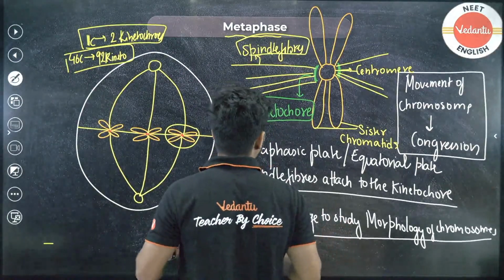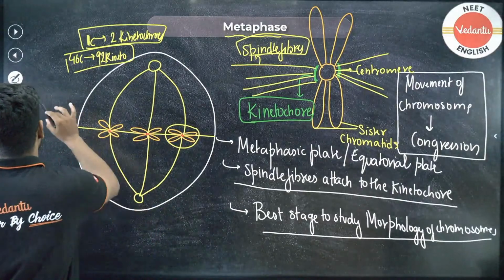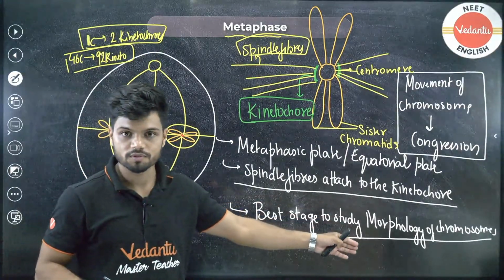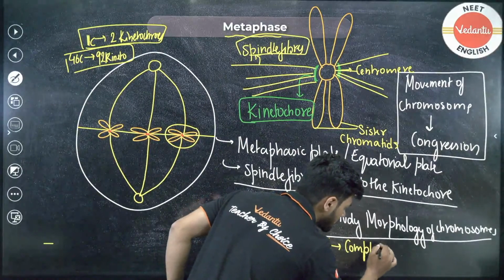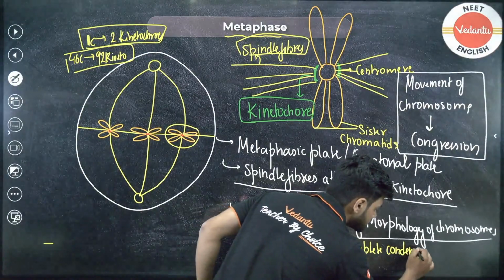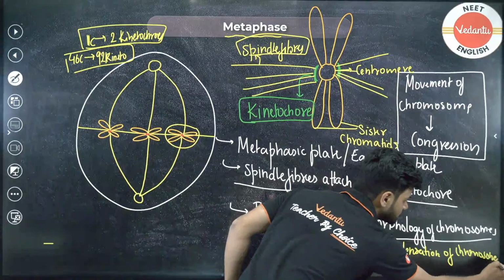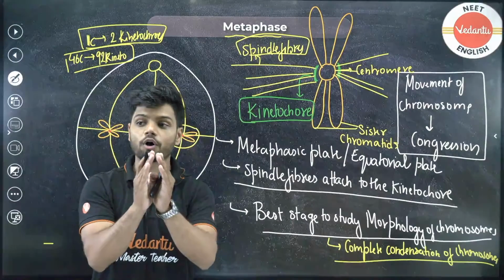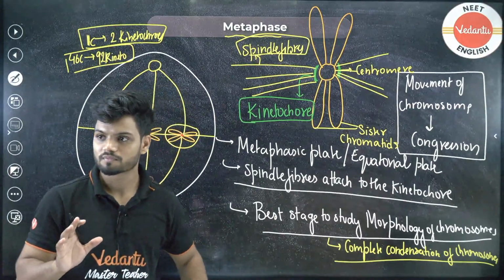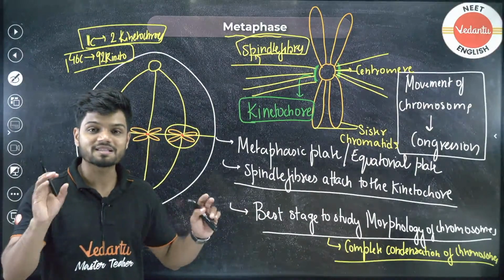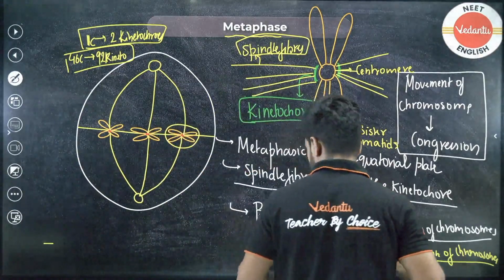And now you might ask, sir, why is it the best stage to study chromosomes? Simple. Because at this stage, complete condensation of chromosomes has happened. Because complete condensation is happening, the morphology of chromosomes can be studied very easily. That's why it's the best stage to study the chromosomes.